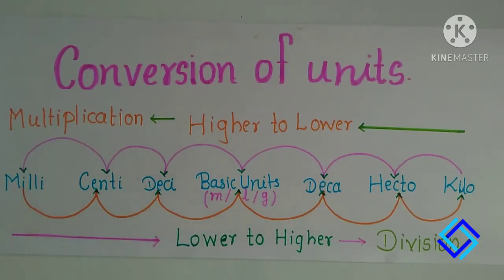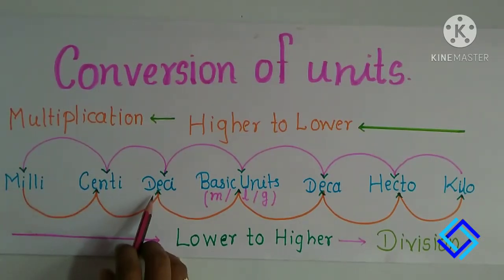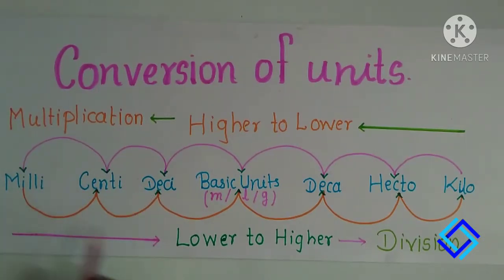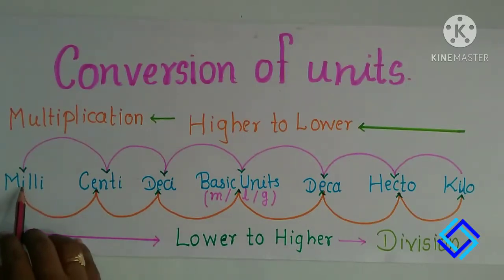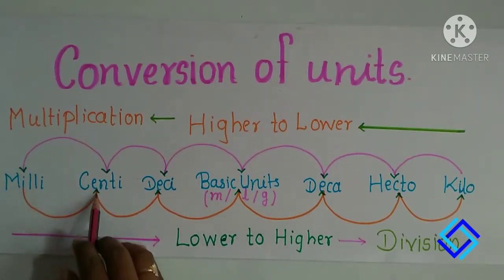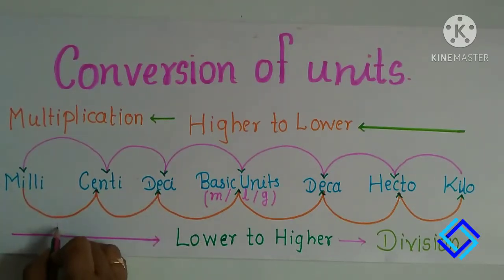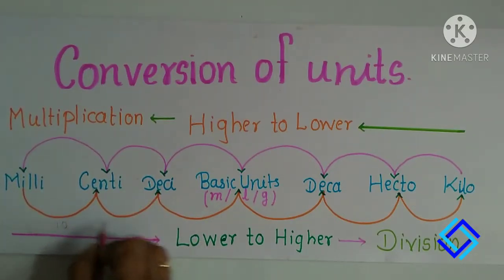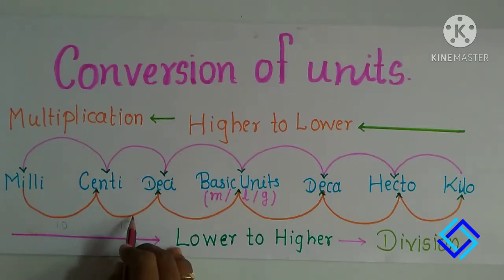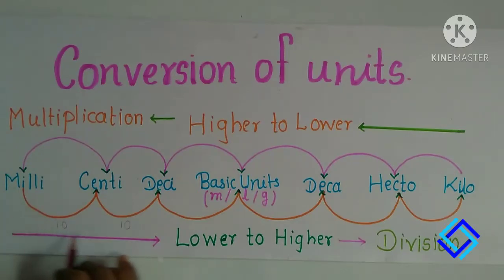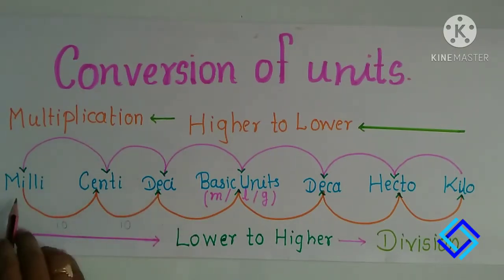For example, we have to convert from milli to deci. So from milli to deci means lower to higher. And milli to deci, there are 1 and 2 steps. For one step, we take 10. So for 2 steps means we will take 100. So here we divide by 100.